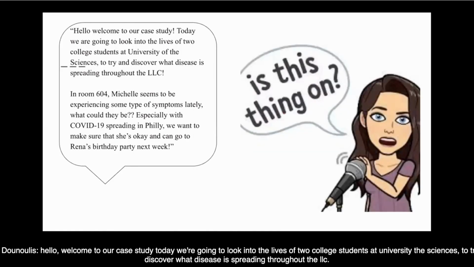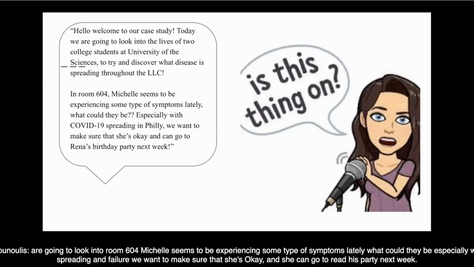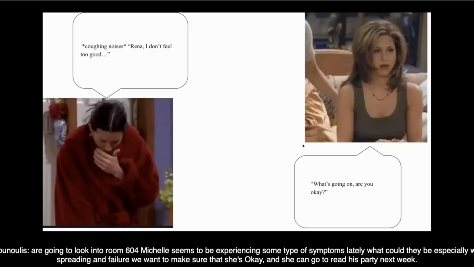Hello, welcome to our case study. Today we're going to look into the lives of two college students at University of the Sciences to try and discover what disease is spreading throughout the LLC. We're going to look into room 604. Michelle seems to be experiencing some type of symptoms lately. What could they be? Especially with COVID spreading in Philly, we want to make sure that she's okay and she can go to Rena's party next week.